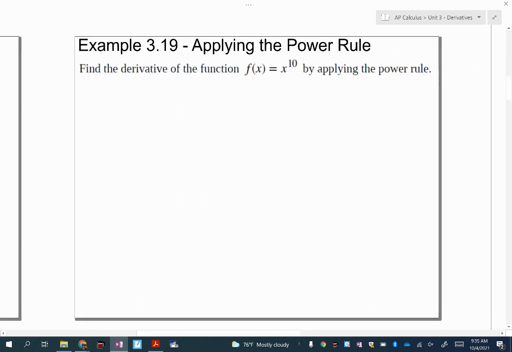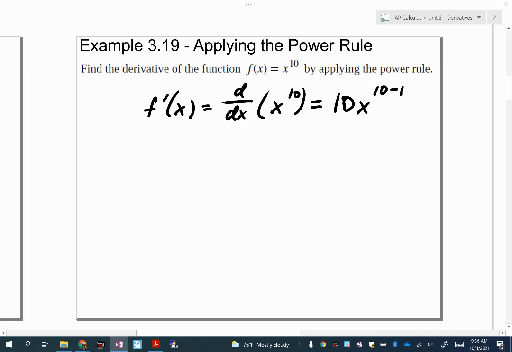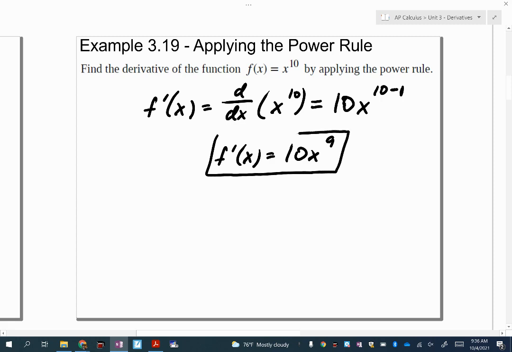Now, this one is not going to be 0. This is the power rule. So we're going to find f prime of x equals d/dx of x to the 10th power. The way you want to do this is the 10, that's the exponent, is going to become the coefficient in front. Then you're going to write your x, and your new power is going to be 10 minus 1. So our derivative is going to be 10x to the 9th power. That's called using the power rule.